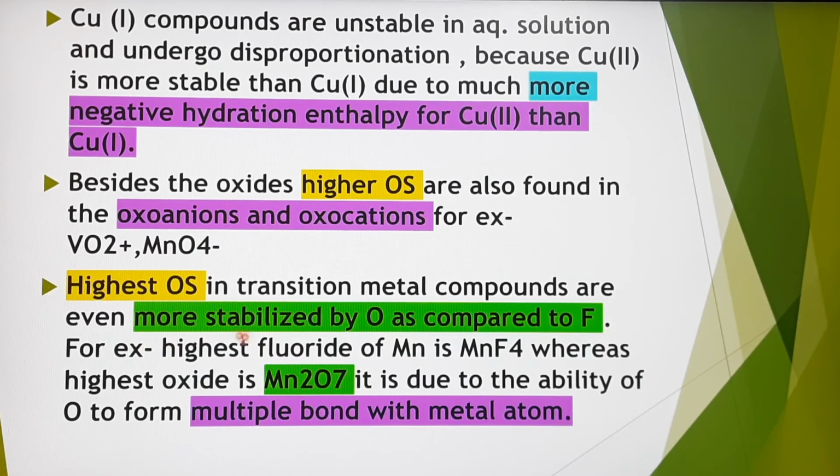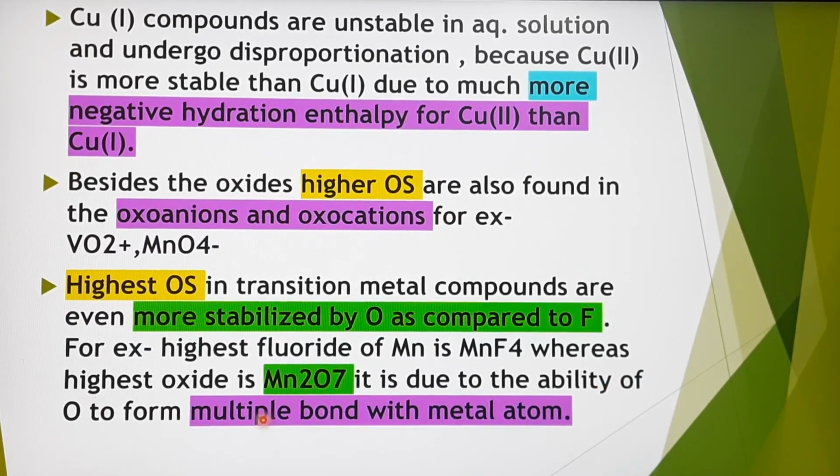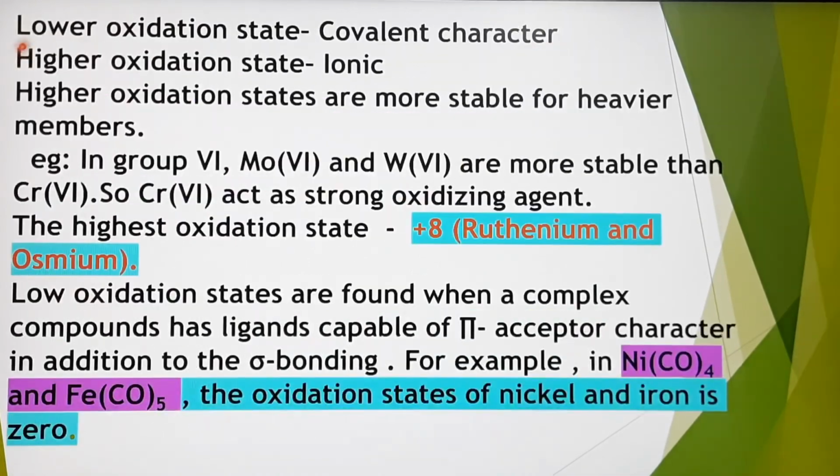Now, the highest oxidation states in transition metal compounds are even more stabilized by oxygen as compared to fluorine. Although the metal combines with both oxygen and fluorine, if we compare the oxidation state of the same transition element, with fluorine it forms a tetrafluoride, meaning +4 oxidation state, while with oxygen it forms Mn2O7, meaning +7 oxidation state. The reason behind it is the ability of oxygen to form pi bonds with the metal atom.